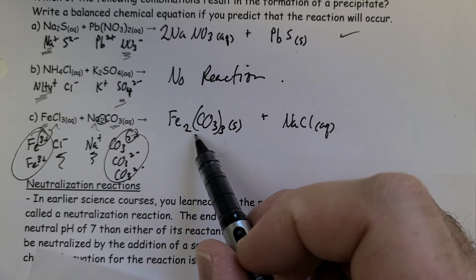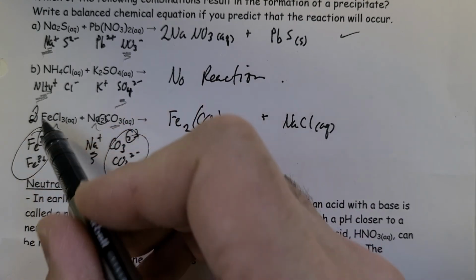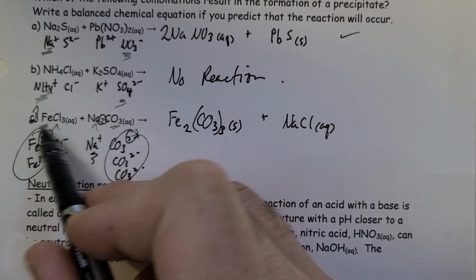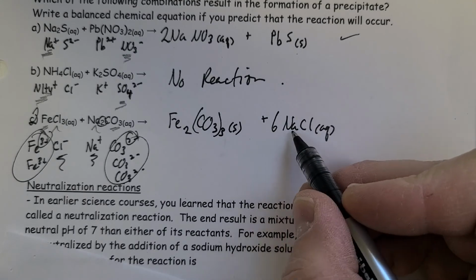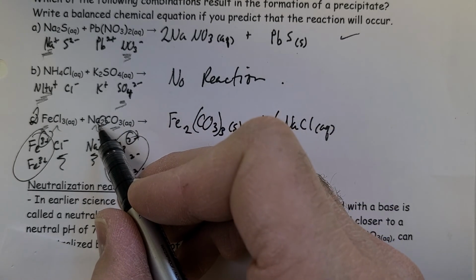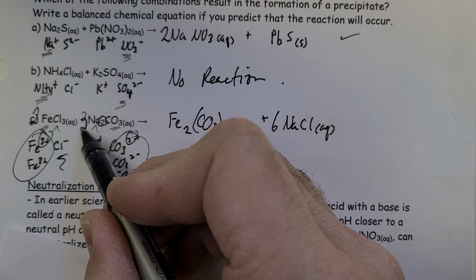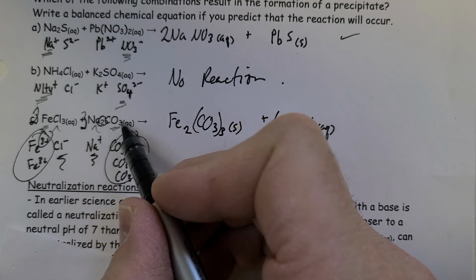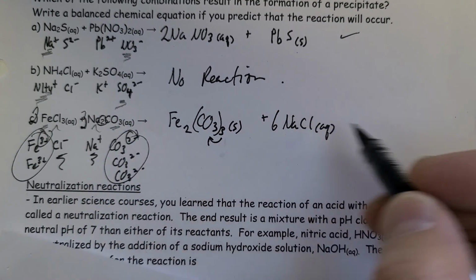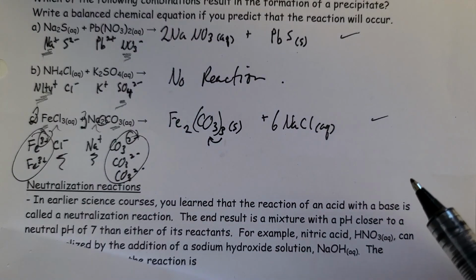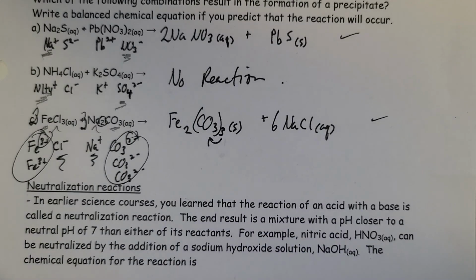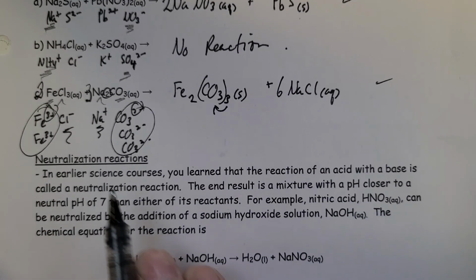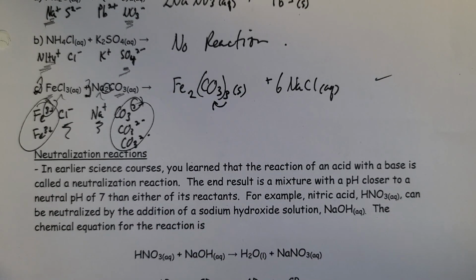I need 2 iron here, so I'll put a 2. That's going to give me 6 chlorides. So 6 chlorides, 6 sodiums. Here I have 2 sodiums, so I'm going to have to put a 3 in front to make 6. And then 3 carbonates. Ah, there we go, 3 carbonates. So that is balanced out. Iron 3 carbonate is the precipitate. All right, so that's how that works, ladies and gentlemen. So what we'll do is we'll stop the video there, then we'll come back and look at neutralization reactions.